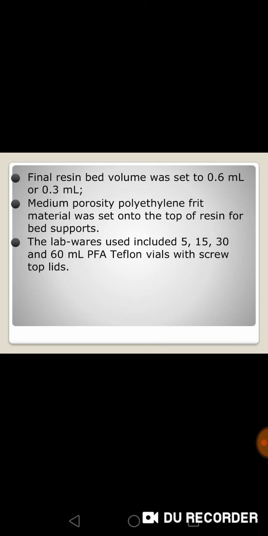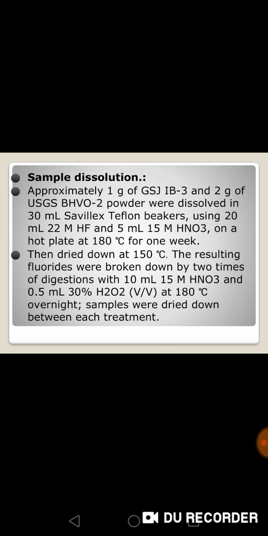A medium porosity polyethylene frit material was set onto the top of the resin for bed support, and the labware used includes 5, 15, 30, or 60 ml PFA Teflon vials with screw top lids.